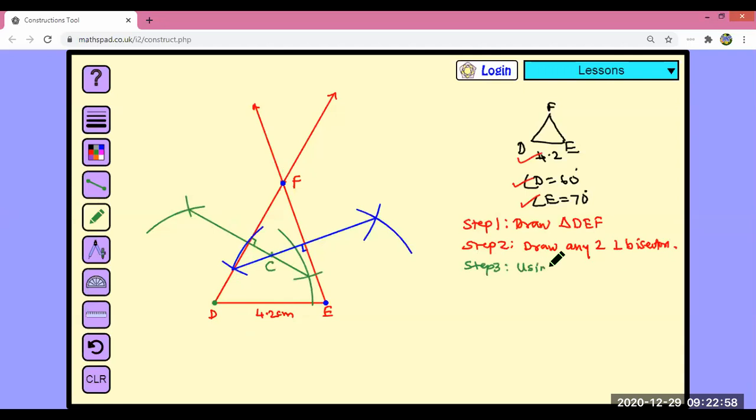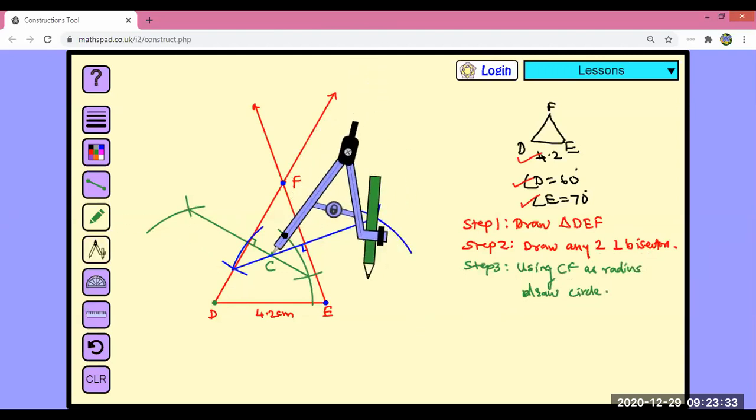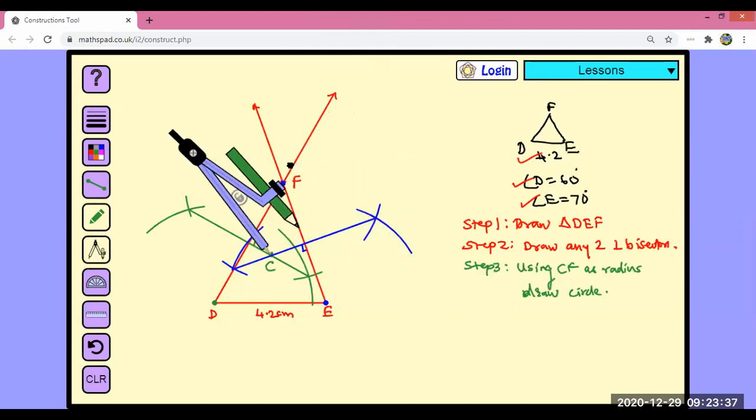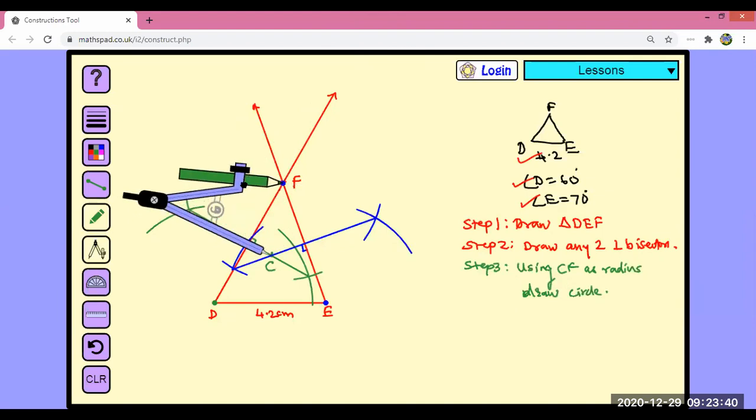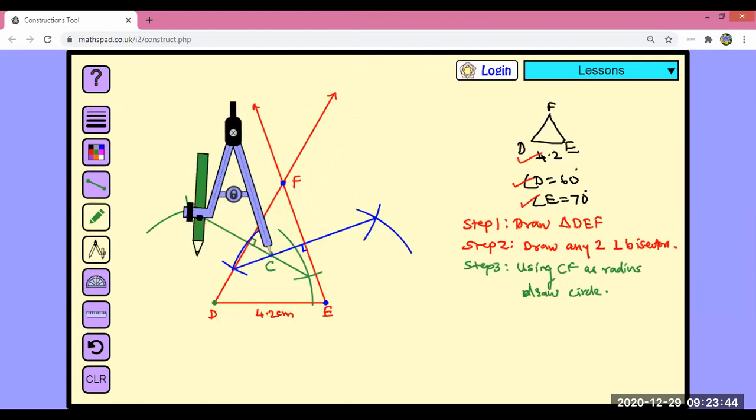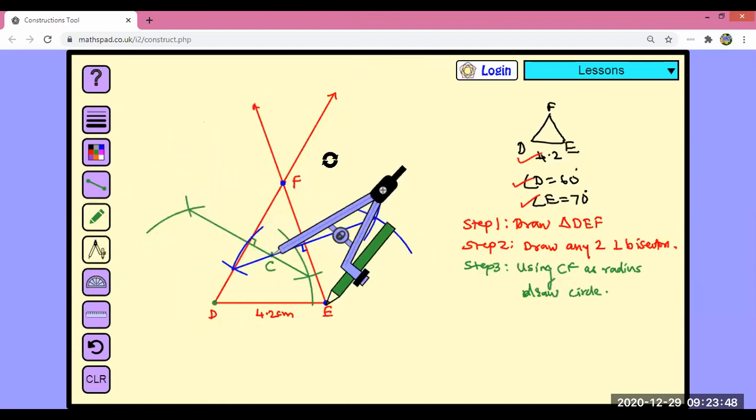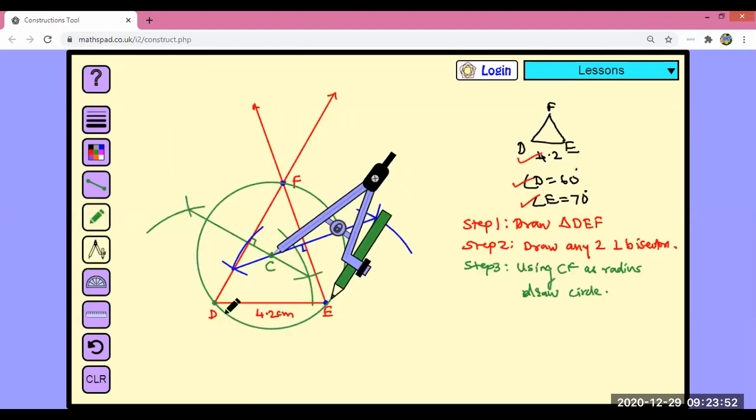Step three, using C as the center and any one vertex, take that distance as the radius. So suppose we use CF, so using CF as radius, we draw the circumcircle. All right, so here we are going to place the steel point on C and place the pencil on any of the vertices. Okay, and then if you draw the circle, that would exactly pass here. I'm going to draw the circle, so you can see now that completes the construction.